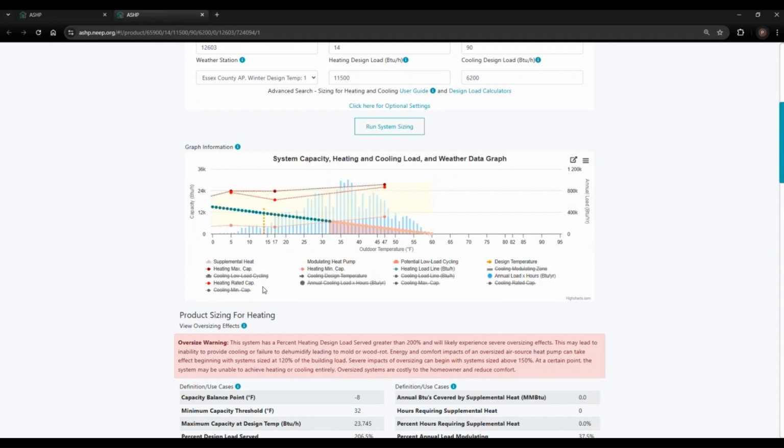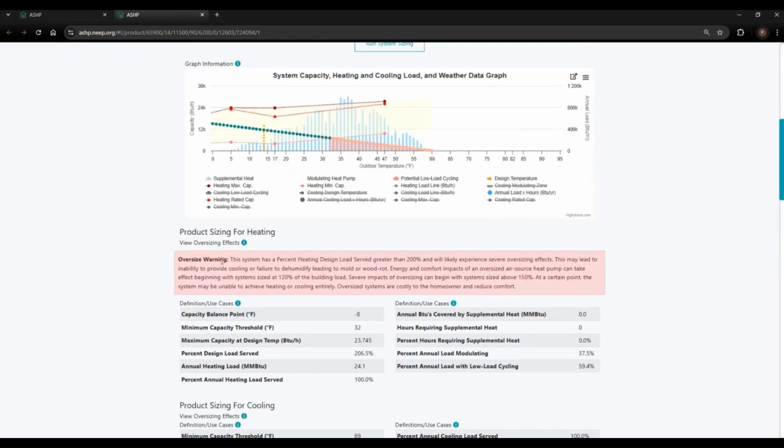For this specific piece of equipment, we can see that the heating maximum capacity stays above the load line for temperatures well below zero. If we scroll down to the product sizing for heating page, we can see that the capacity balance point, or when that heating maximum capacity line crosses the load line, is at -8 degrees. For the selected location, we can see that -8 degrees is a very rare temperature and does not happen in a typical year. We can see that there are 0 hours throughout the year requiring supplemental heat for this selected heat pump.